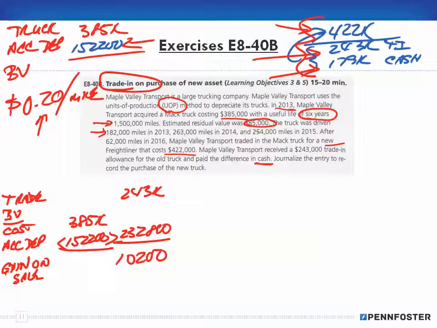All right, so in actually making the journal entry, remember this is going through the 3-step process, right? One, what am I getting? Well, I'm getting a new truck. So, oops, let me do that in black. So one, I am getting a new truck, so I debit my truck for 422,000. This is when this information comes into play.